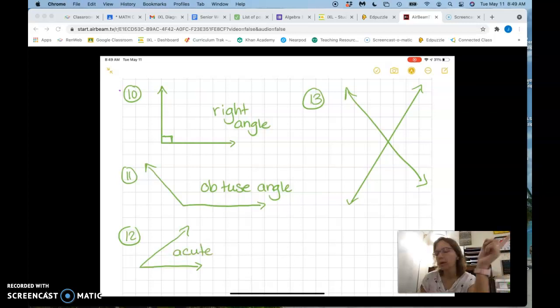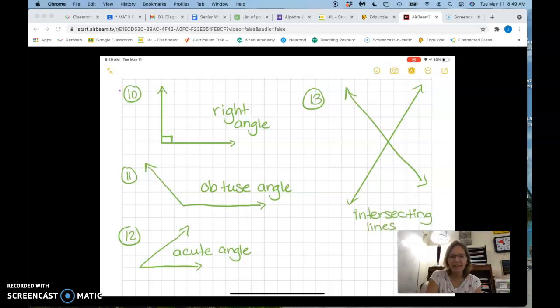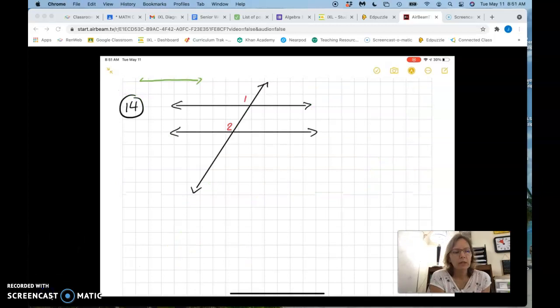Okay, you're getting warmer. Which angle? Number 13. It's called... Intersecting lines. Yes, that's so good. From section 5-3, and we're talking about different kinds of angles and how they relate to each other.